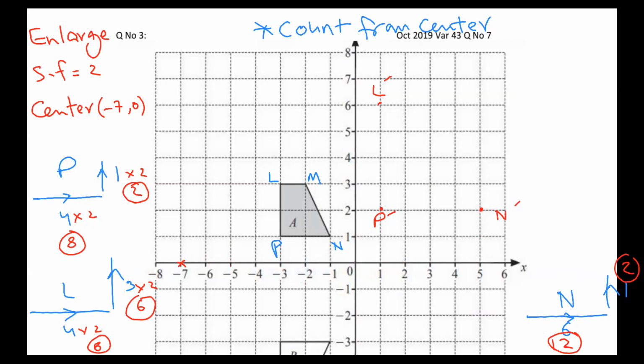Last point and final point. How far is M from the center? So count 1, 2, 3, 4, 5, and 1, 2, 3. So 5 and 3.